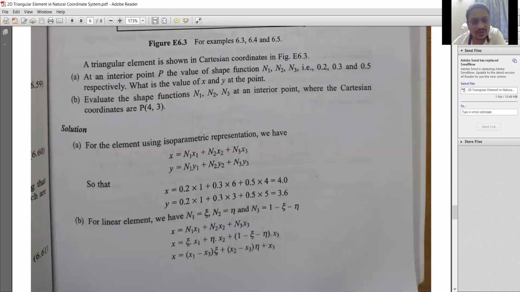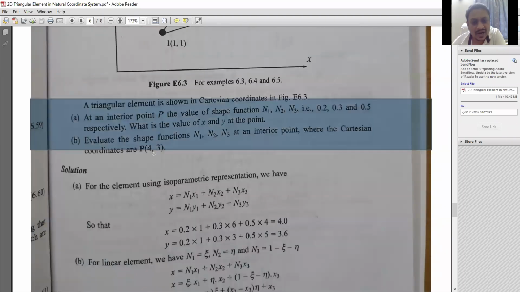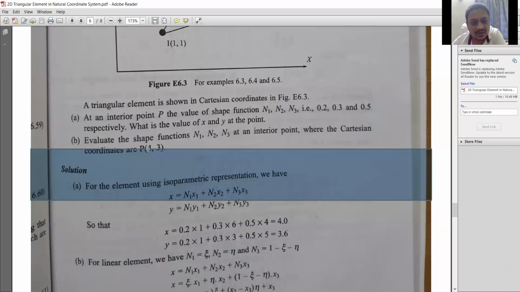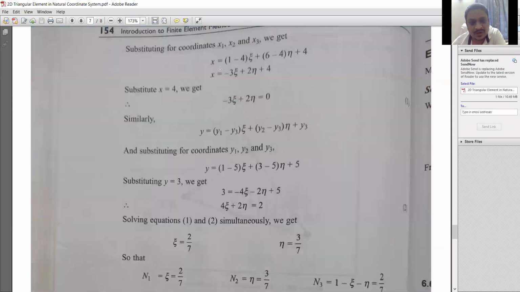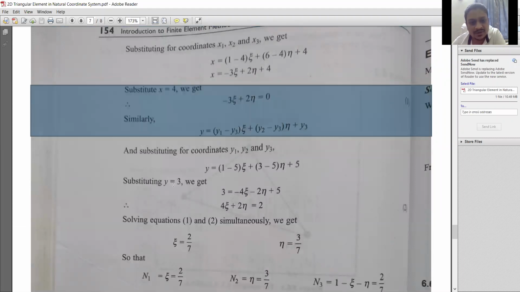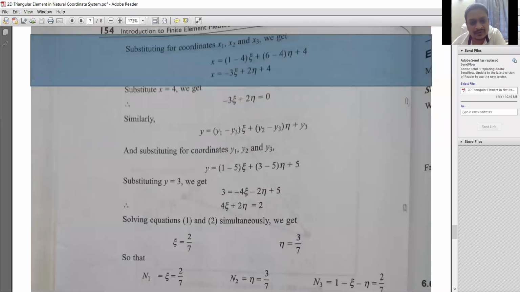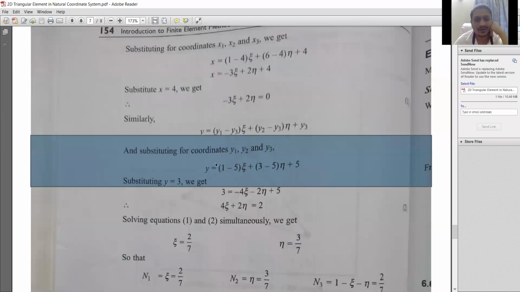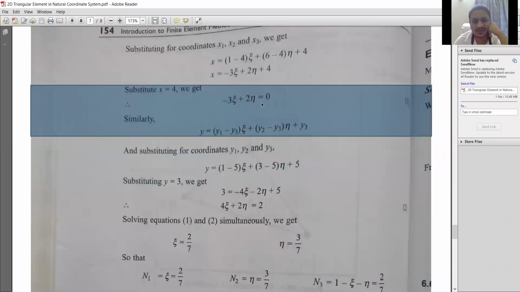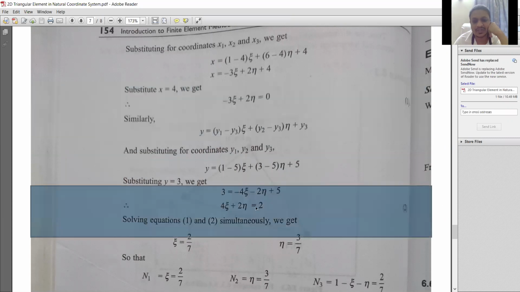So we want to calculate the value of the shape function at point P, where P has coordinates 4 and 3. In this problem, the values of x and y are given: x is 4 and y is 3. If you substitute x as 4 and y as 3, you get one expression, minus 3 xi plus 2 eta equals 0, and another expression, 4 xi plus 2 eta equals 2.